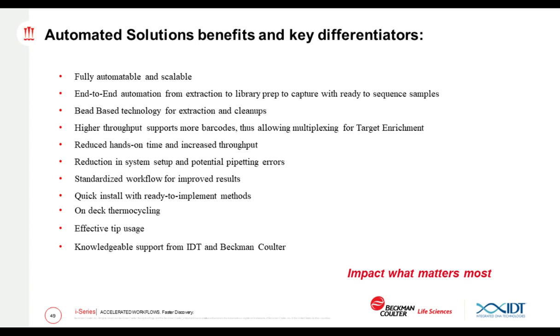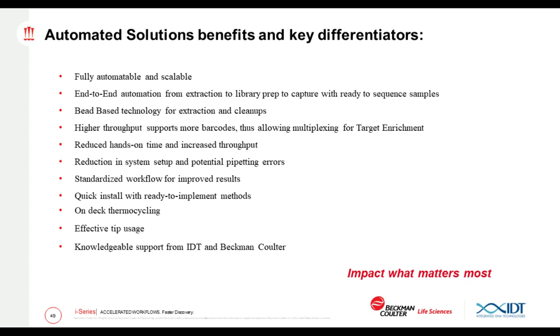To conclude, this is an end-to-end automated solution from extraction to captured libraries ready to be loaded on Illumina sequencers. Automation helps in reducing hands-on time and increasing throughput. The higher throughput supports more barcodes and allows for multiplexing and full utilization of sequencers.